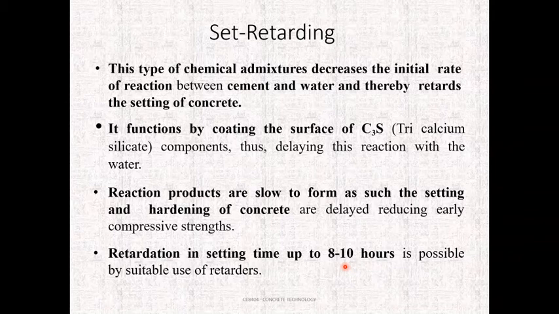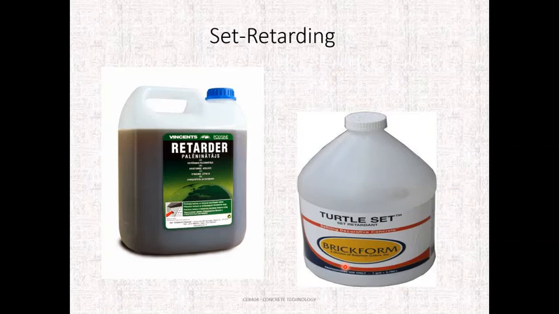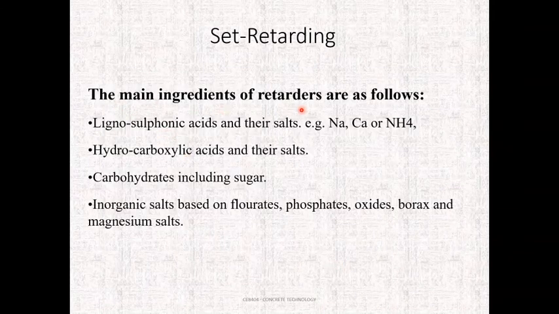Usually when we are using ready mix concrete, it will take a lot of time to move it to site. So in such cases, the workability and the properties of the concrete can be affected. So in such scenarios, we can use retarders to delay the setting of the concrete. The common ingredients in retarders are lignosulfonic acid and their salts, hydroxycarboxylic acid, and carbohydrates including sugar, the commonly known retarders.